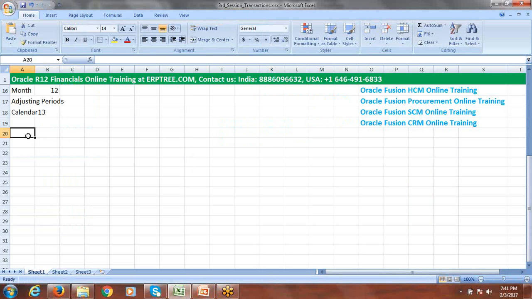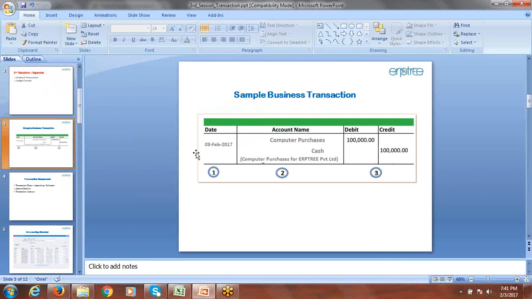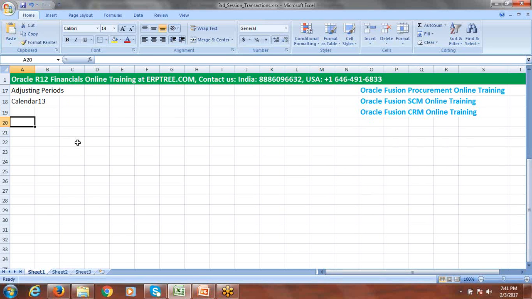Let's take a simple example here, in the slide. The date we can capture by using the accounting calendar in our system. Now we have to talk about the account section, or say the description of the transaction. To capture the description, first of all you have to maintain all the information. Say, for example, I am purchasing a laptop. I'll write today's date, 3rd Feb 2017, laptop purchase, 25,000.